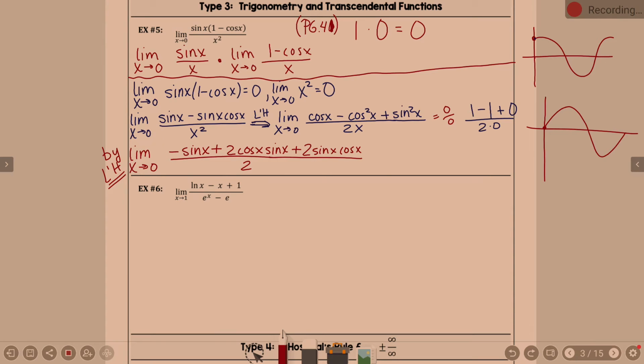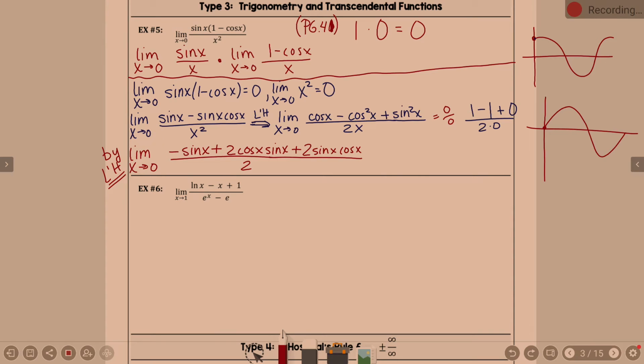You could do cosine squared x plus sine squared x. But this is not a positive cosine squared x, this is a negative cosine squared x. I see what you're saying, trying to go with the identity there. And if there's an identity to switch out, we could. But yeah, it won't quite work there.